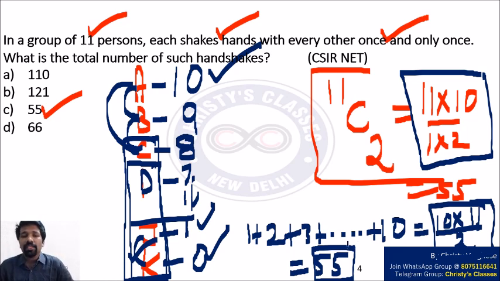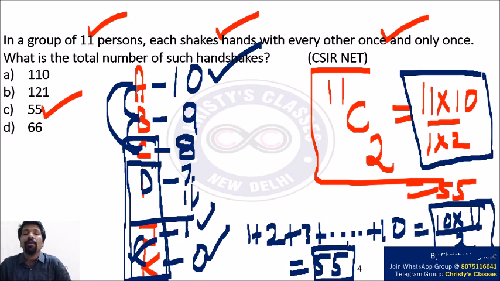Otherwise, logically speaking, one more way you can interpret it in a broader way. Every person will handshake not with himself but with all others. So 10 handshakes each. That means 10, 10, 10, 10, 10, 10 in total, 10 into 11 handshakes should have been there.